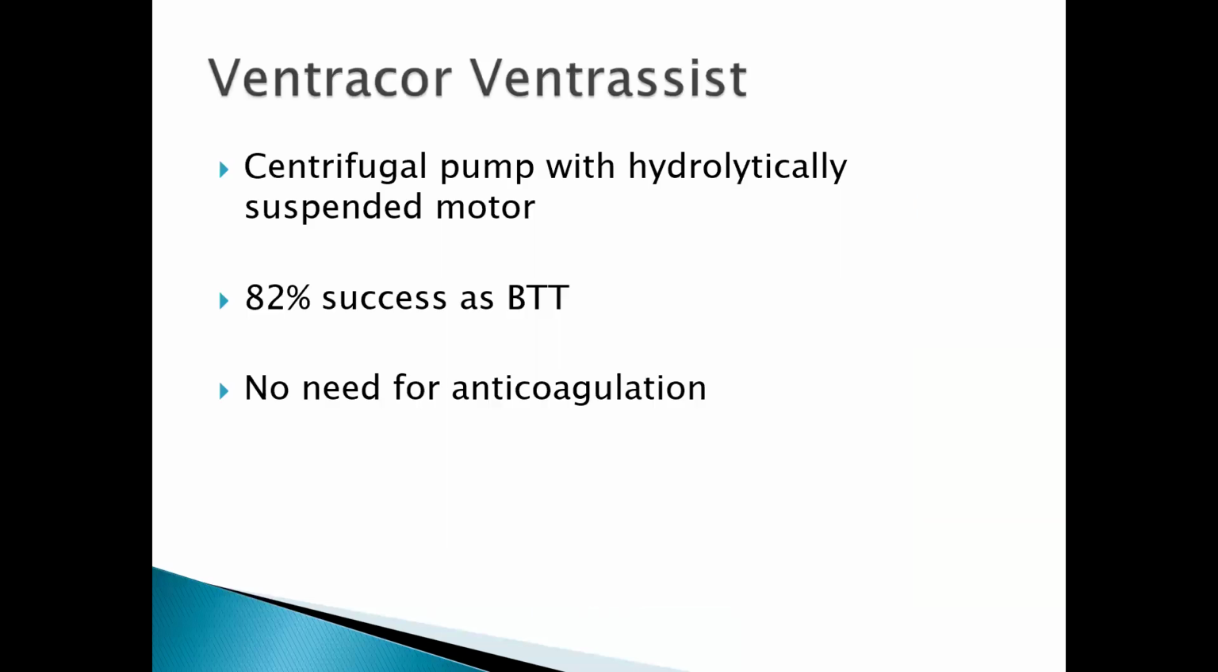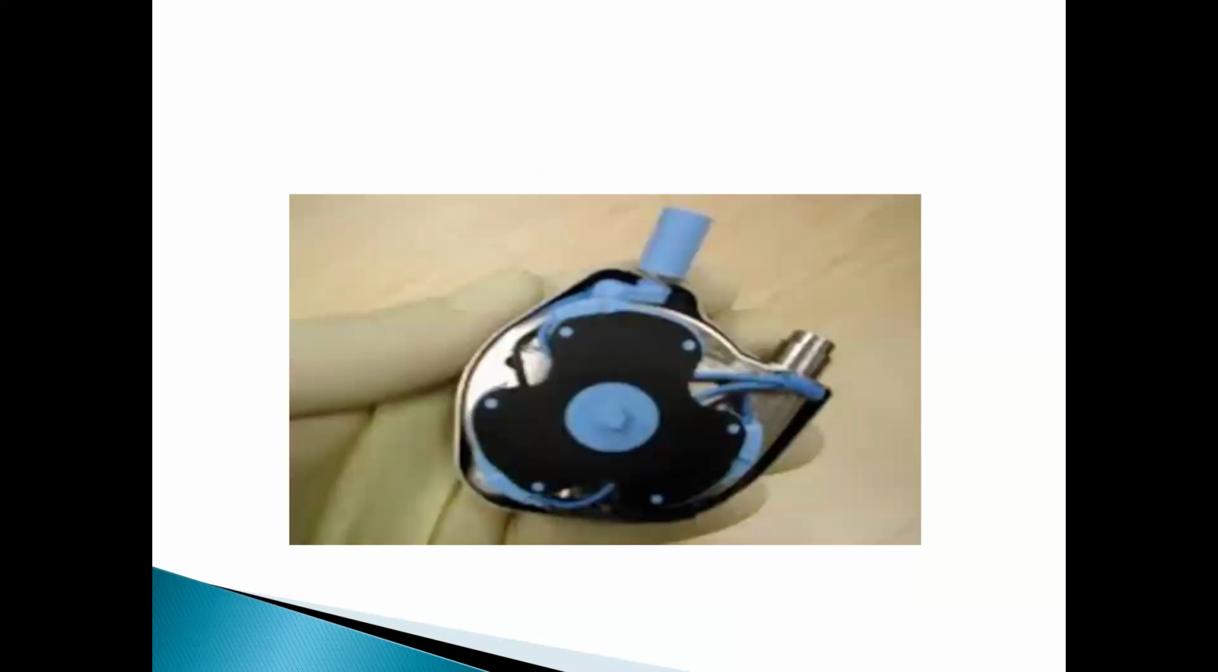Now, ventral assist. This is actually a third generation long-term ventricular assist device. It works through a centrifugal pumping system with a hydrodynamically suspended motor. It has been found to be 82% successful as a bridge to transplantation, and there is no need for anticoagulation while using a ventral assist. Next slide, please. Okay, so that's what a ventral assist looks like.